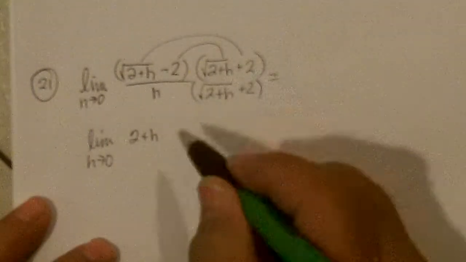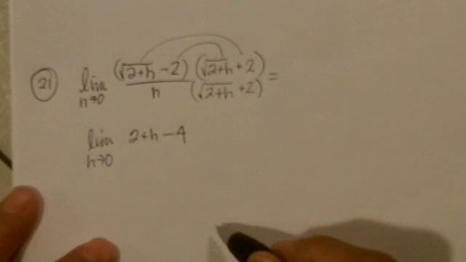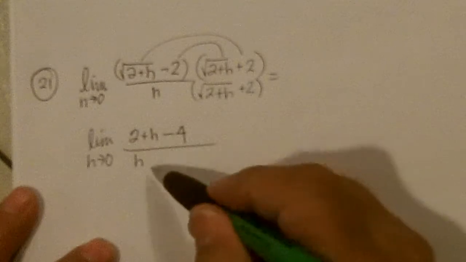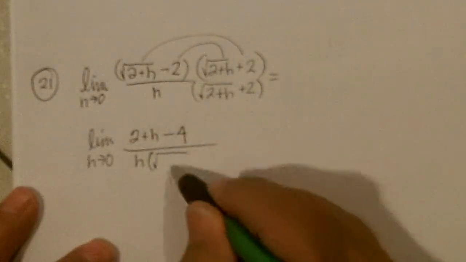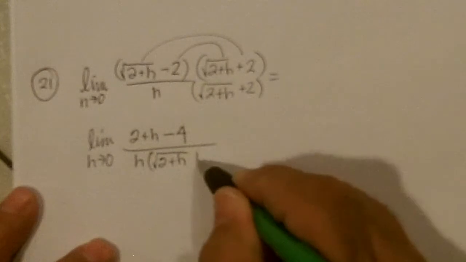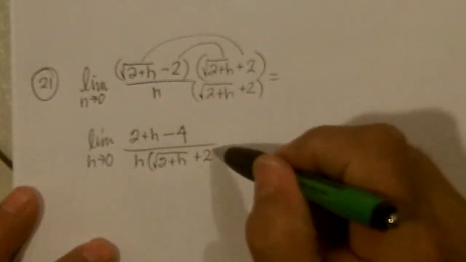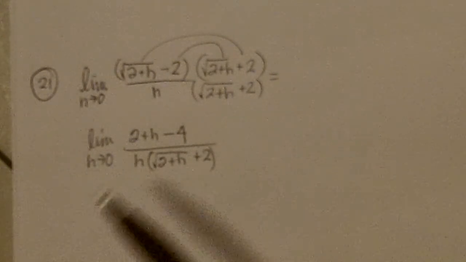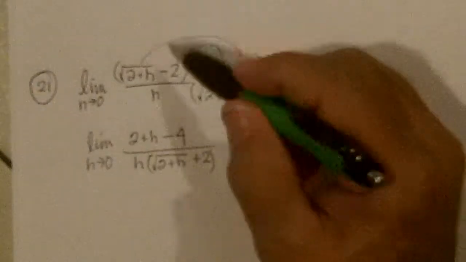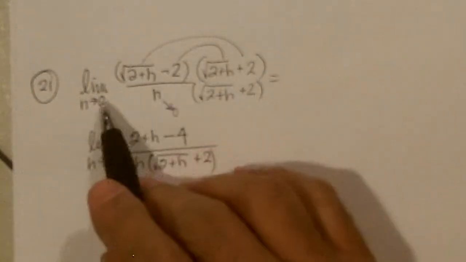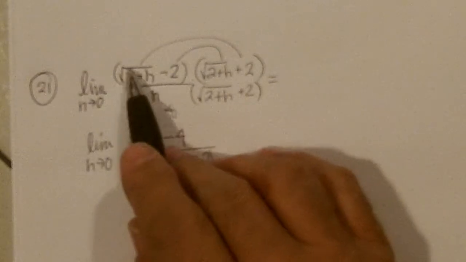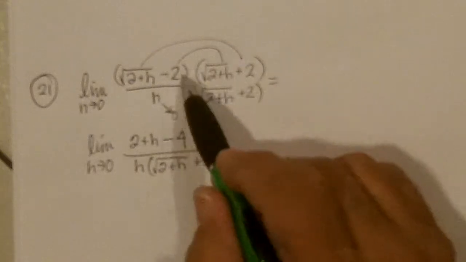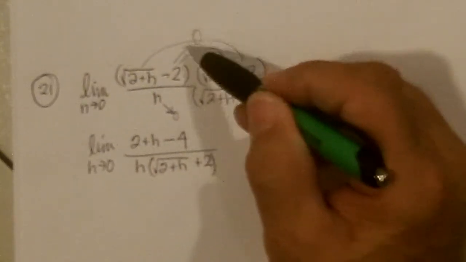And then we're going to get minus 4 over h times square root of 2 plus h plus 2. Now the issue we have here is, and I did a bunch that I shouldn't have done, is if I can't put 0 in here, the denominator would go to 0. But if I put 0 in here, I get the square root of 2 minus 2. And the square root of 2 minus 2 is not going to 0.